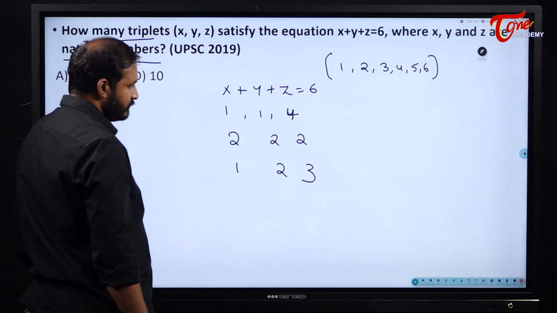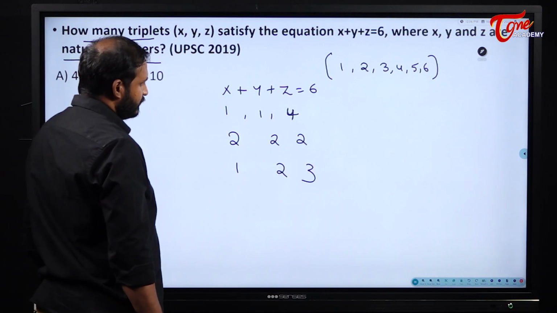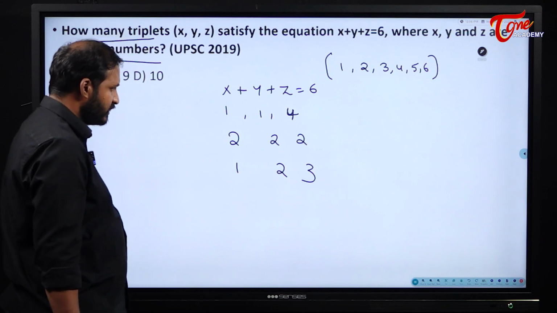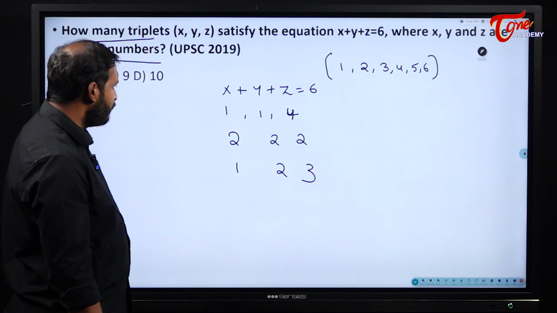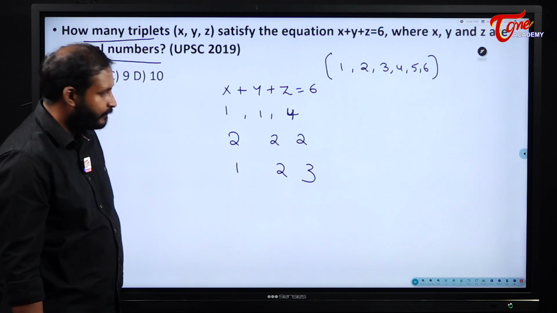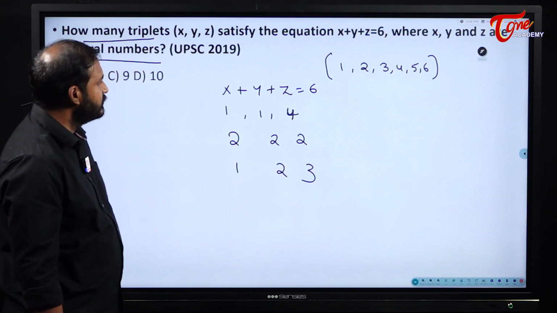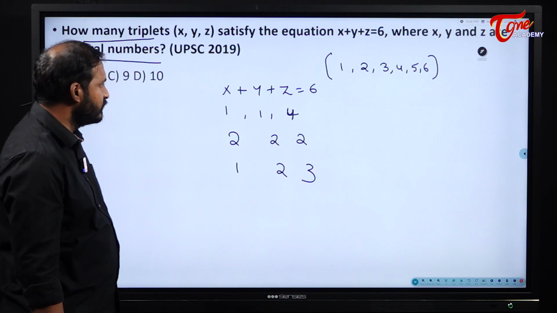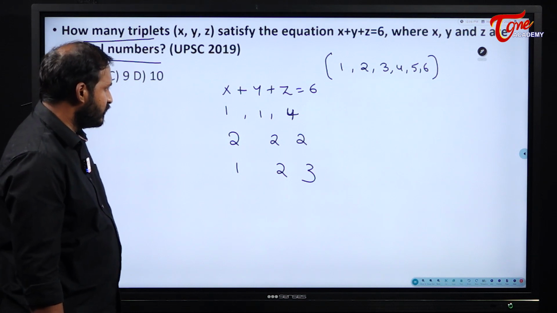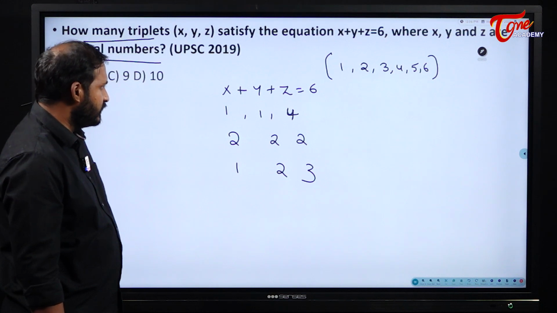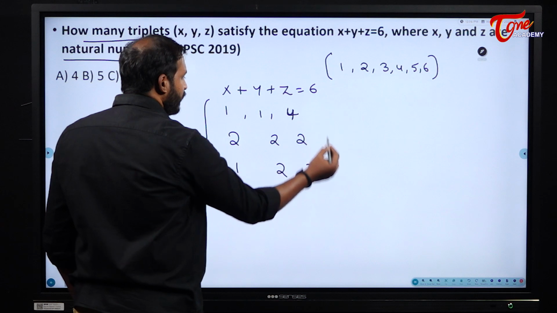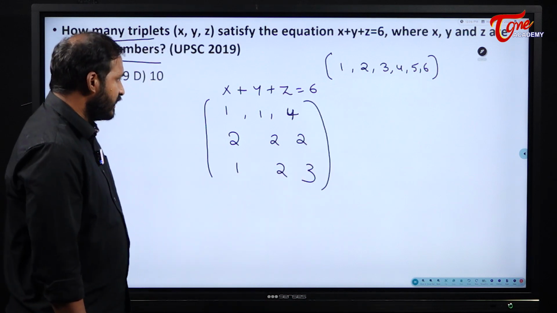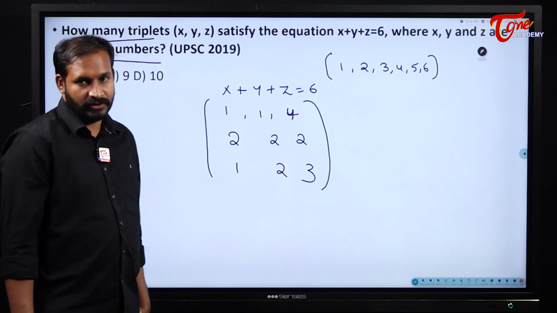Next, is there any other choice for me? 2, 2, 2, 1, 1, 4, 1, 2, 3. Apart from this, is there any other choice for me? If I take all ones, the sum is not possible. 4, 1, 1 is the other choice we have. 1, 2, 3 is the other choice which we have. Apart from this, do we have any other choices? No, we don't have any other choice. Either we can take 1, 1, 4, 2, 2, 2 or 1, 2, 3.